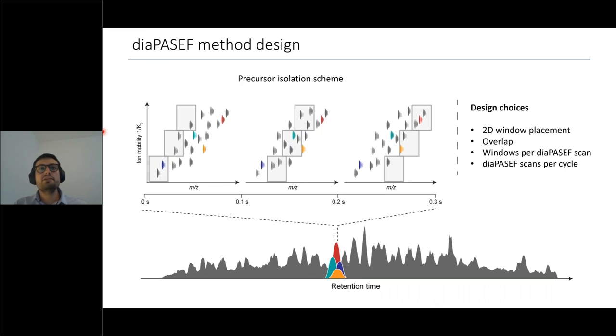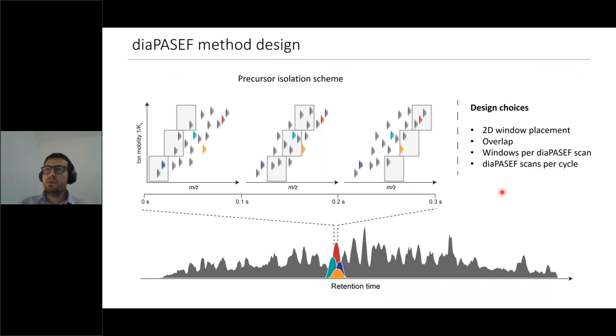And the challenge is to place these boxes in a way that we have enough specificity, enough quantitative accuracy and enough data points over the chromatographic peak, and that we do not give up the sensitivity that we have intrinsically in the passive acquisition mode. So it's basically a whole new dimension for method optimization.